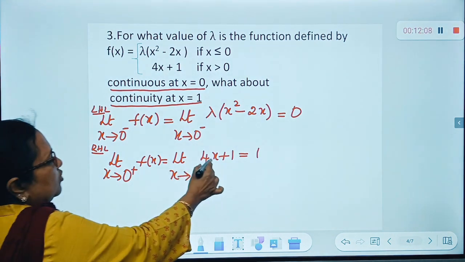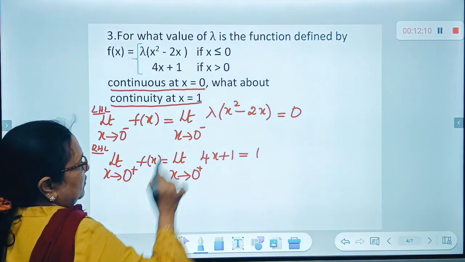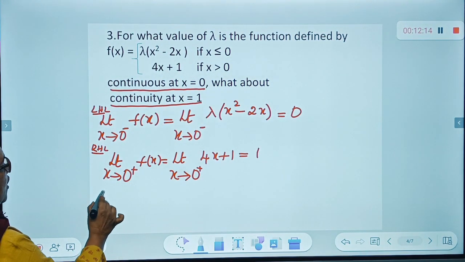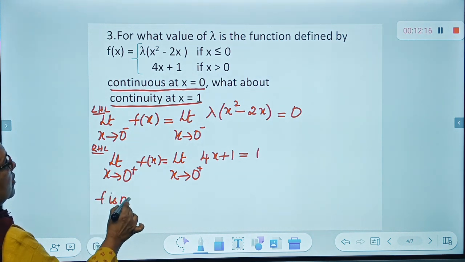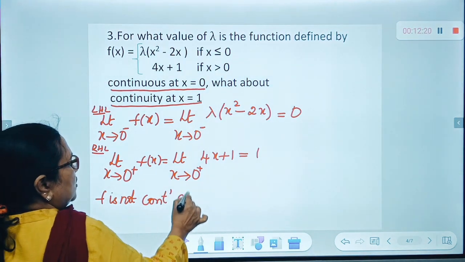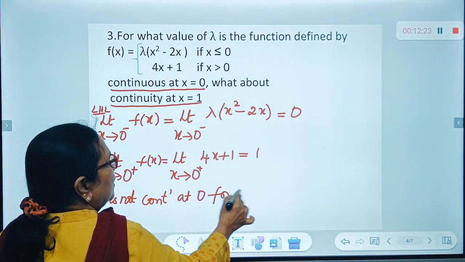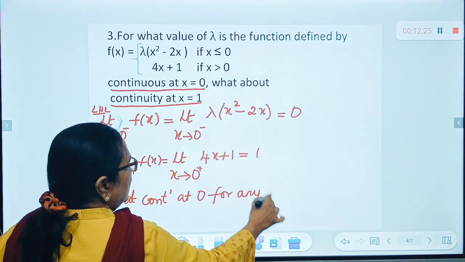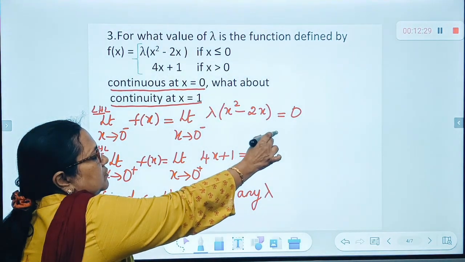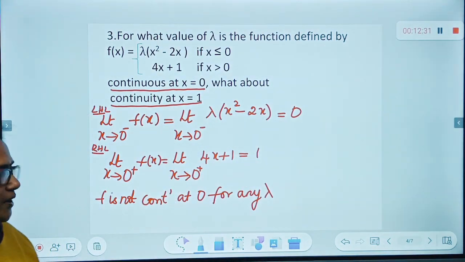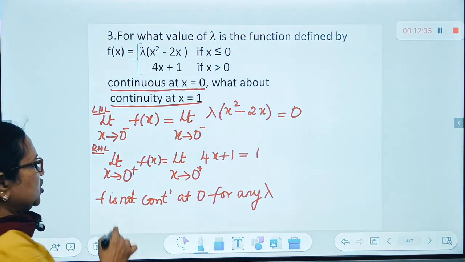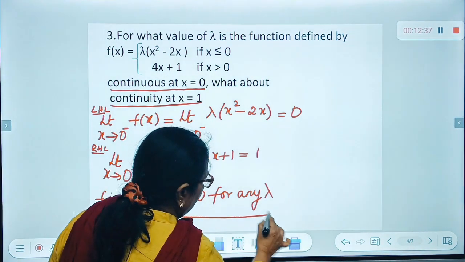When I put x equal to 0, I get 1. So the left hand limit is 0 and the right hand limit is 1. So f is not continuous at 0 for any lambda. Whatever lambda may be, this is going to become 0 and this is 1. Since the limit itself does not exist, the function is not continuous at 0 for any value of lambda.